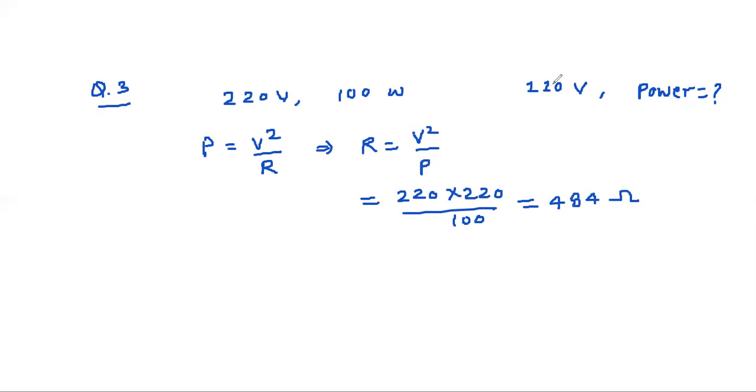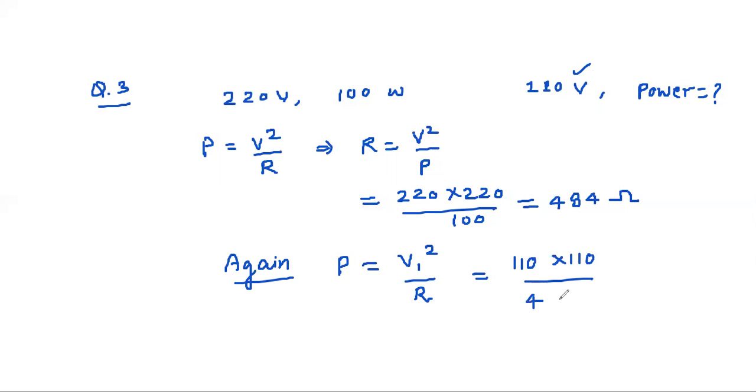ohm. Now this we can use for this voltage. So again, we write P equal to V, suppose V1 square upon R. So V1 is 110 into 110 divided by R is 484. So we can simplify it. So we will get 25 watt. Let's go to next question. Question number 4.